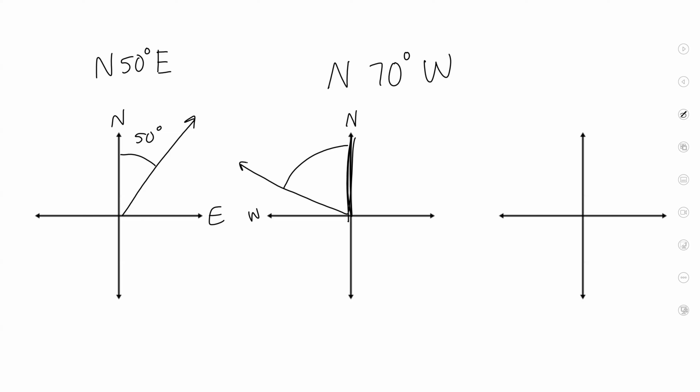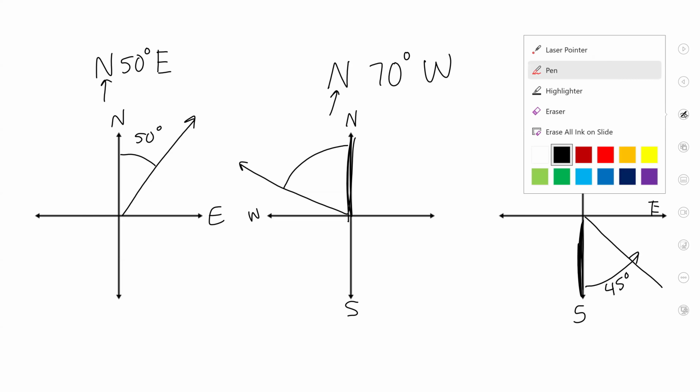Now, I not only can start with north, I can also start on the south side. So if I say south, 45 degrees east, that means I'm going to start on the southern line and go 45 degrees this direction. So it'd be here, 45 degrees going eastward, southeast. Okay, so these are different navigation examples.